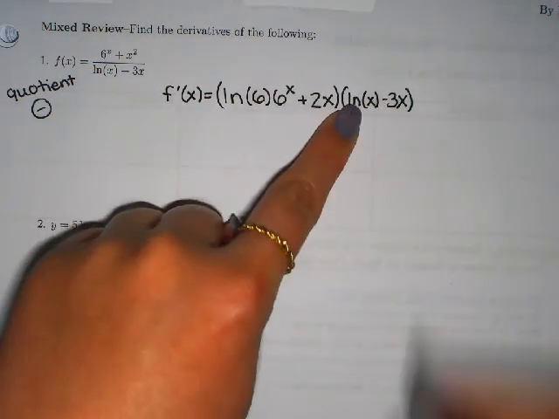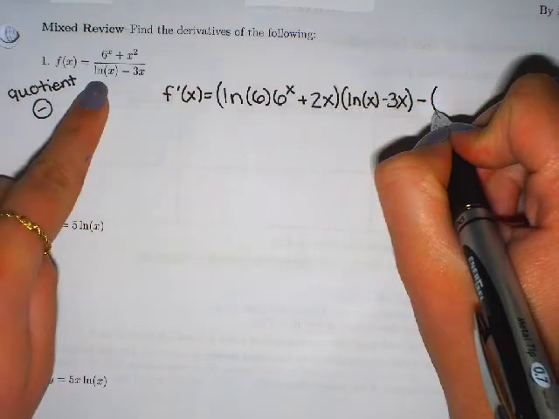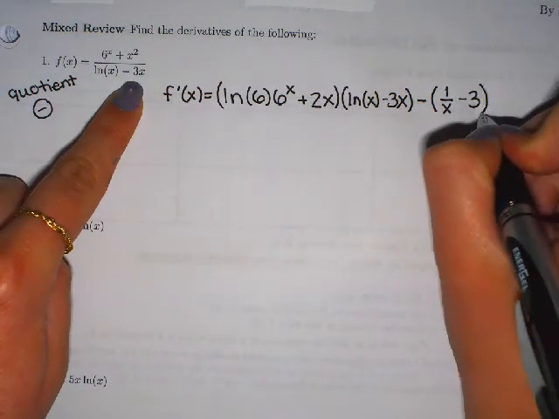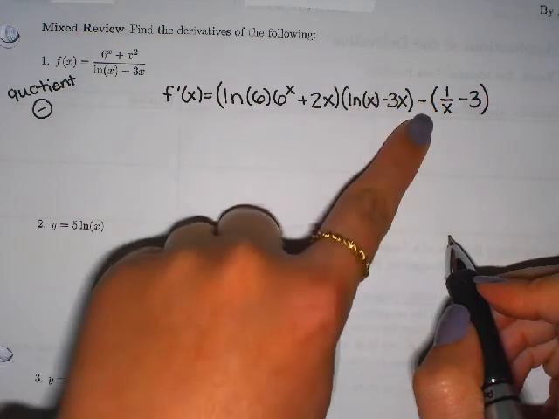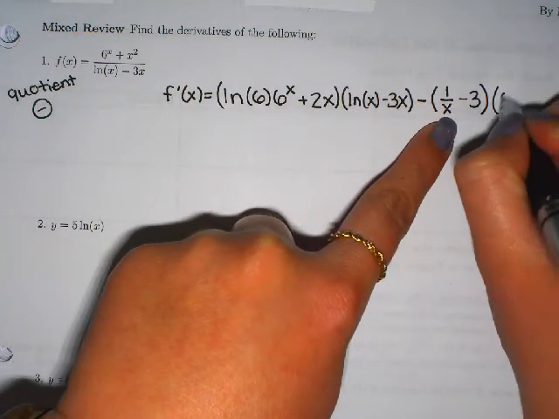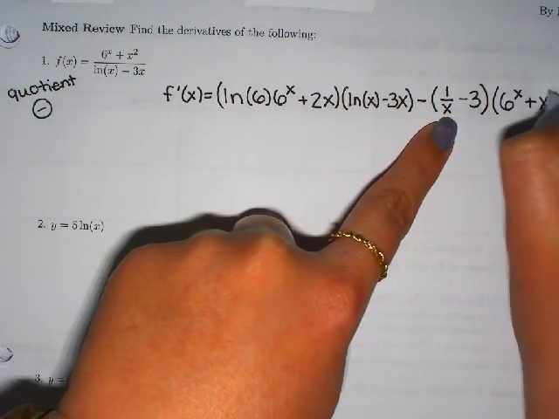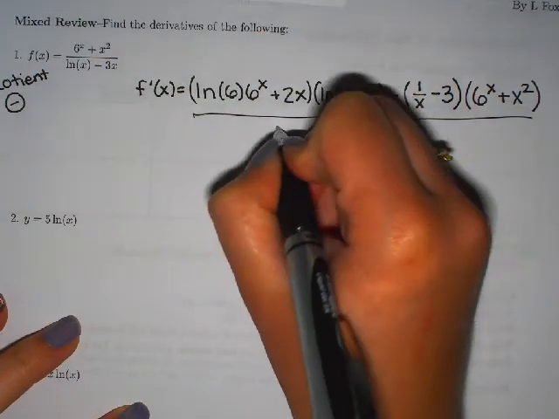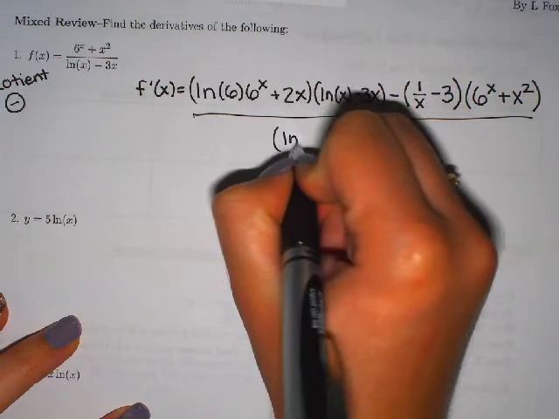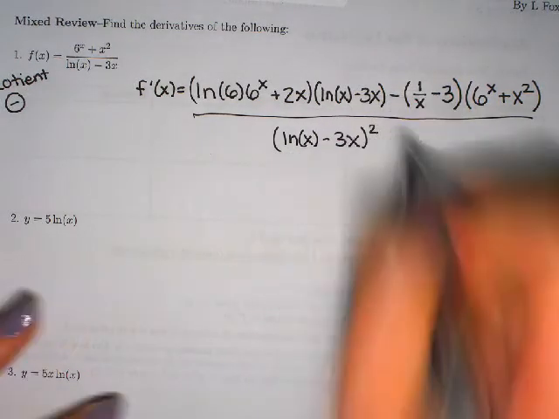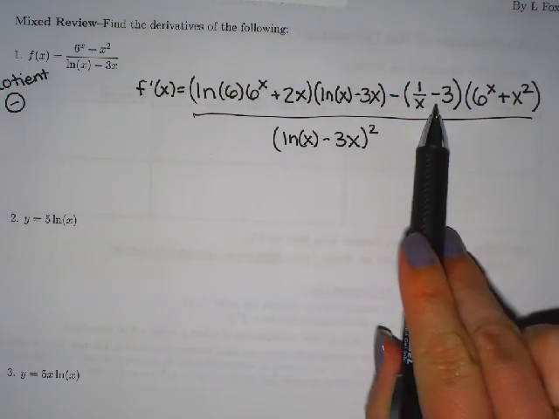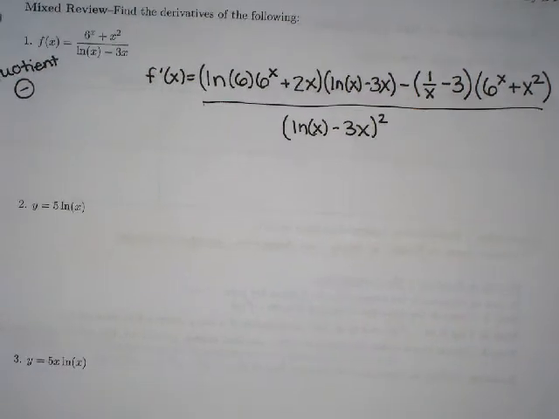Derivative of the top, original bottom, minus the derivative of the bottom. Derivative of ln of x is 1 over x. Derivative of negative 3x is negative 3. Derivative of the top, original bottom, minus the derivative of the bottom times the original top, 6 to the x plus x squared, all over our original denominator squared. So we have ln of x minus 3x getting squared. Okay, derivative of the top, original bottom, minus derivative of the bottom, original top, all over the denominator squared. Super long rule. Let's look at the next one.